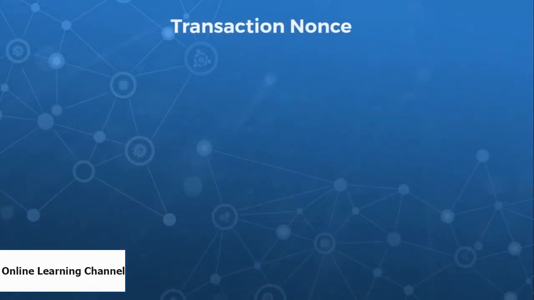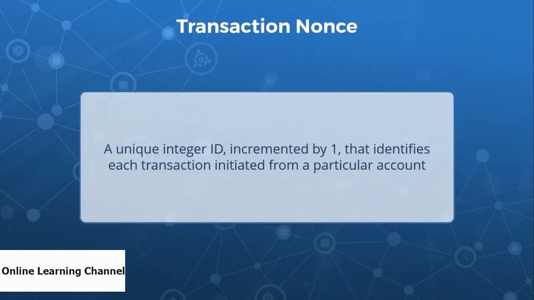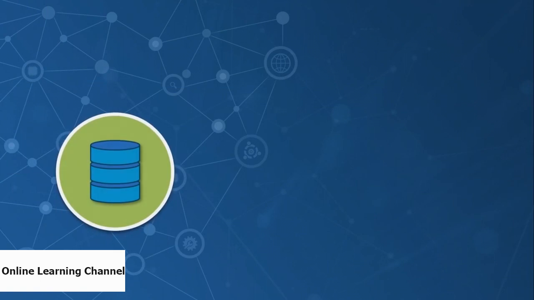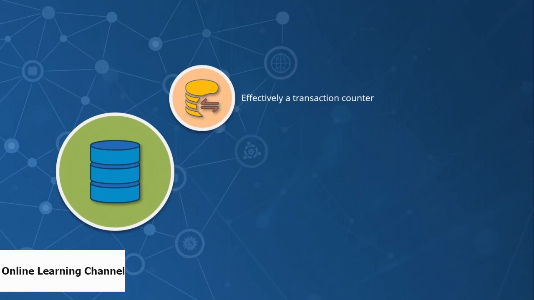In the context of Ethereum transactions, the transaction nonce is a unique integer ID associated with every account in Ethereum, and it is incremented by 1 each time that account is used to initiate a new transaction. Just to clarify, the transaction nonce is a unique integer ID in the context of transactions originating in a single account rather than being unique across Ethereum. So the transaction nonce is in effect a transaction counter for a particular Ethereum account.